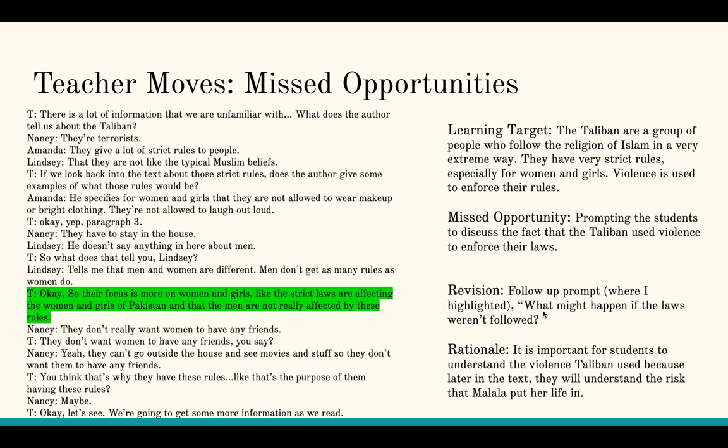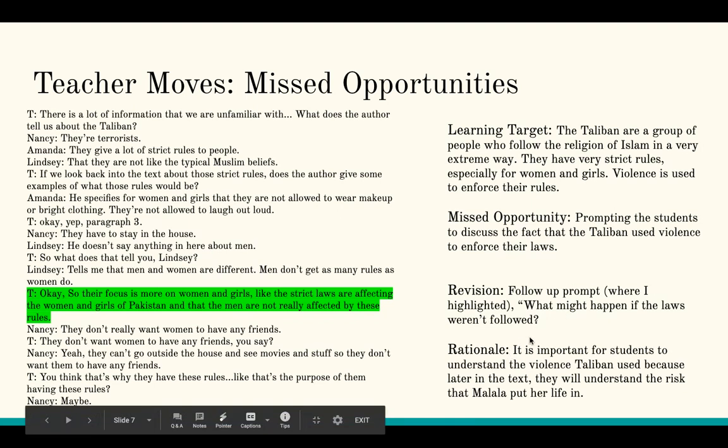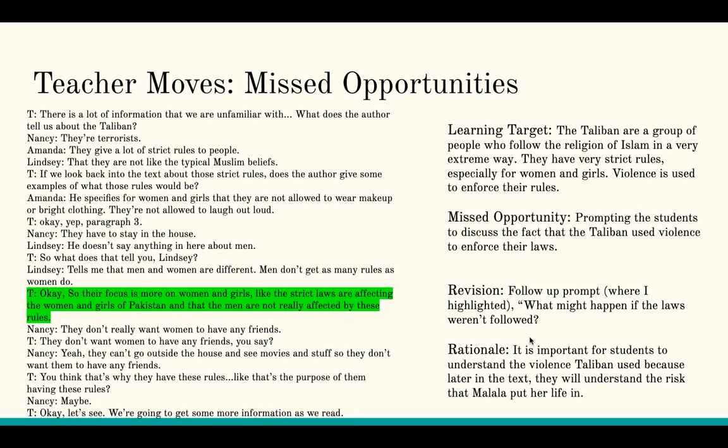And then my revision, or what I would have liked to change, would have been this follow-up prompt right about here in the discussion, asking what might have happened. And my rationale, or my why, is that it was important for them to understand the violence. It helps the students later on in the text understand the risk that Malala was putting her life in by continuing to go to school.